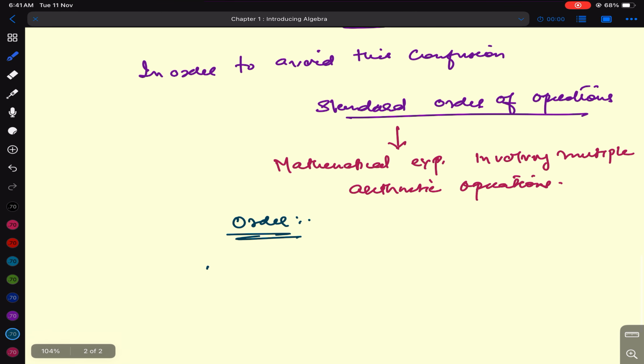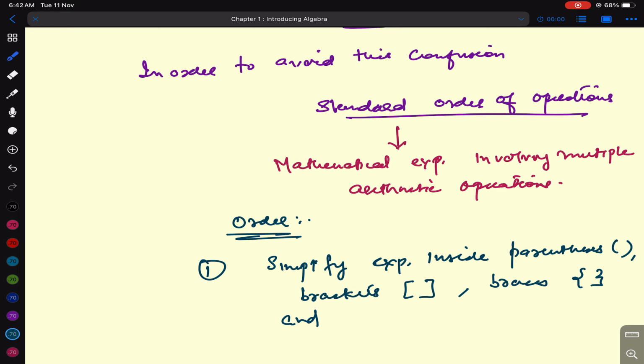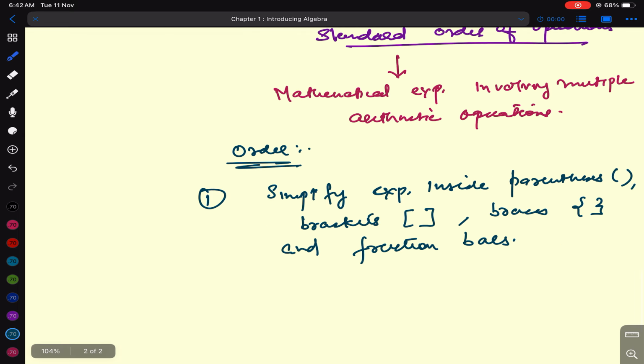The first one that comes at the top in terms of precedence is that we simplify the expression inside the parentheses, brackets, braces, and fraction bars.